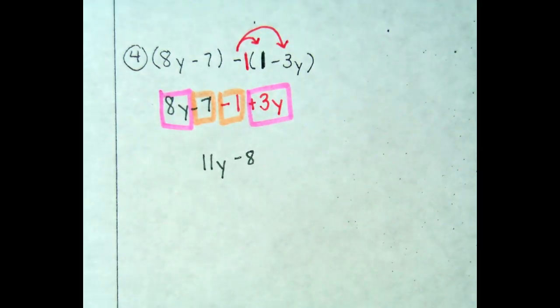11y minus 8. Fold this in half. We're still going to keep working on this. And glue it in. That's all we're doing today. Glue it in on page 94. And then keep your notebook out, because we're going to do some more in your notebook.